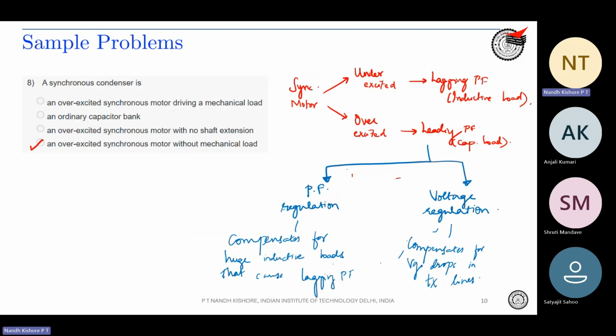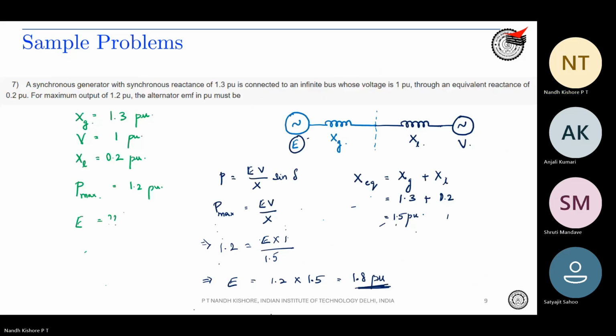And a synchronous condenser is, of course, for reactive power support. That is, it's an overexcited synchronous motor. If you overexcite the synchronous motor, you basically make it a capacitive load. So a synchronous condenser is for reactive power support.